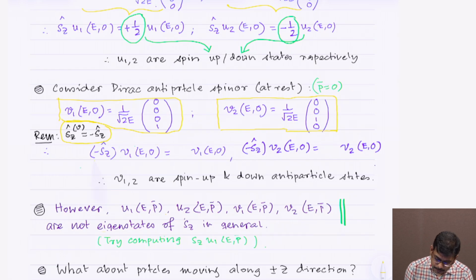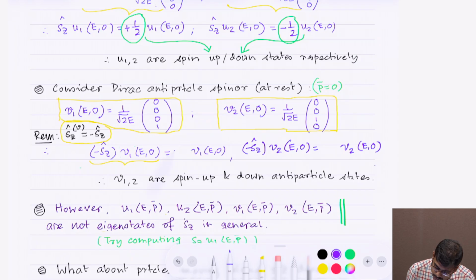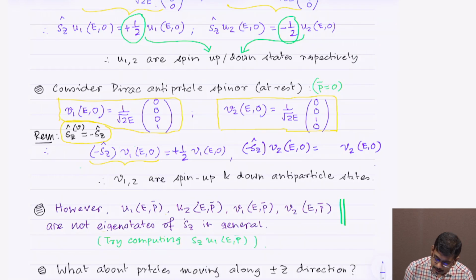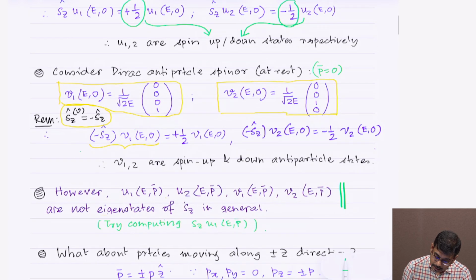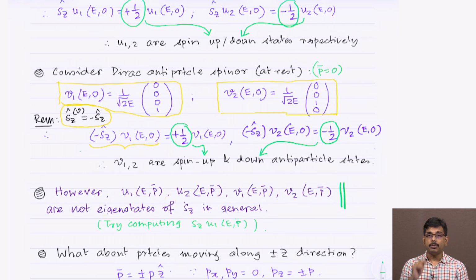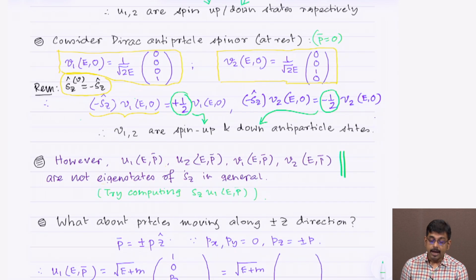So, now if you operate minus Sz on V1 E0, what exactly is this going to give you? You can check that this is going to give you plus half V1 E0, and when you take minus Sz on V2 E0, this is going to give you minus half V2 E0. So, therefore, we also identify V1 and V2 are essentially the spin up and spin down antiparticle states in the 0 momentum limit.